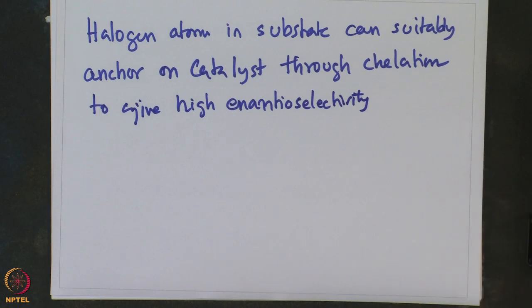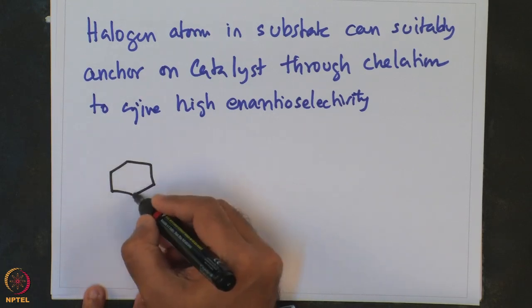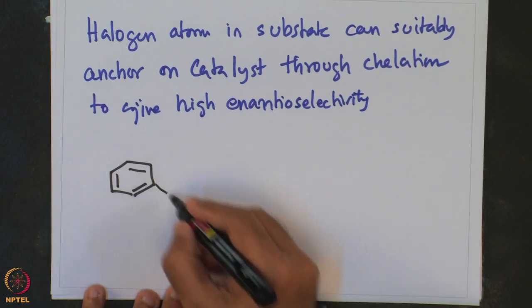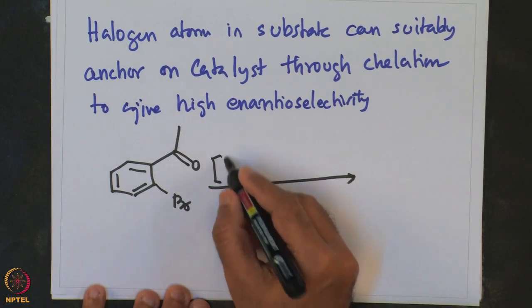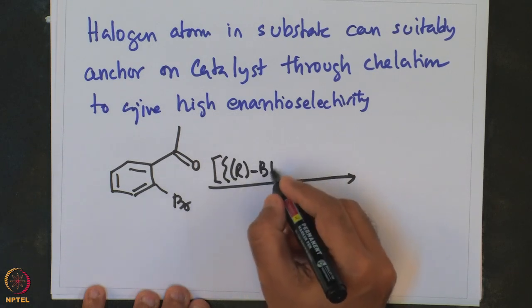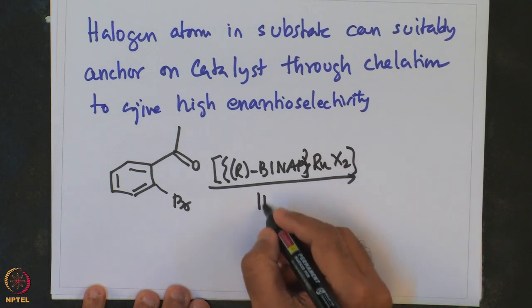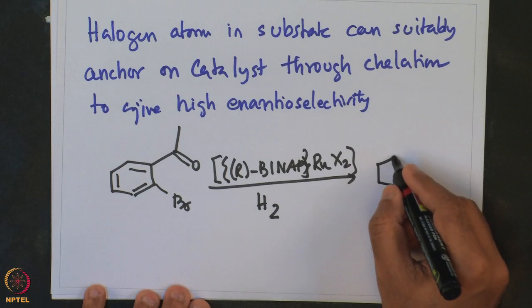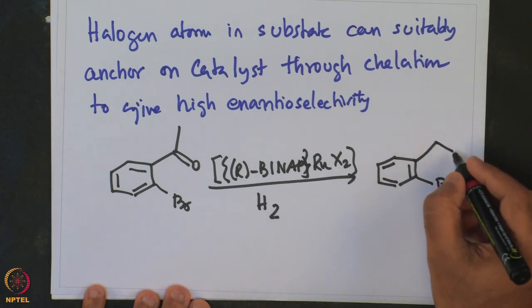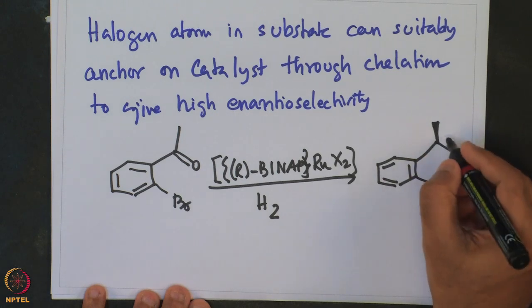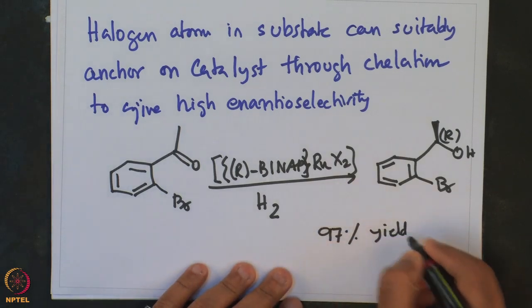And this is beautifully illustrated by the example bromo BiNAP. Ruthenium X2 plus hydrogen, bromide, OH, R. So 97% yield and 92% E.